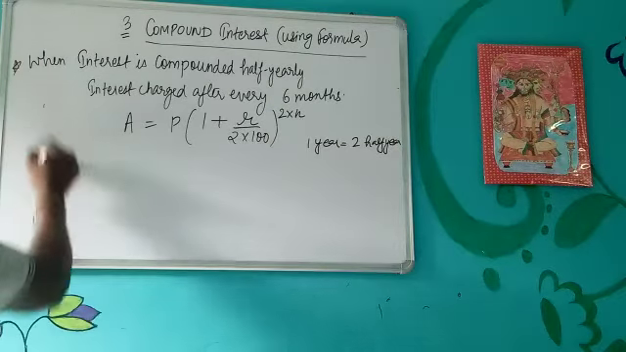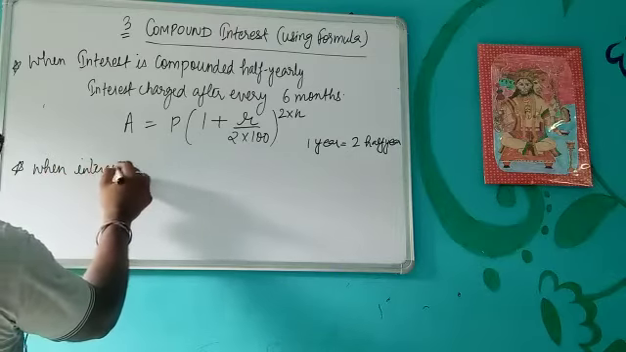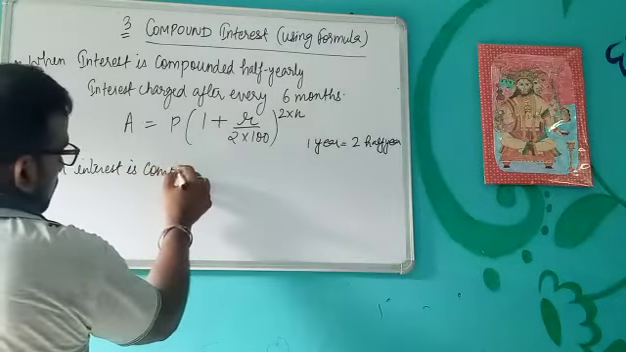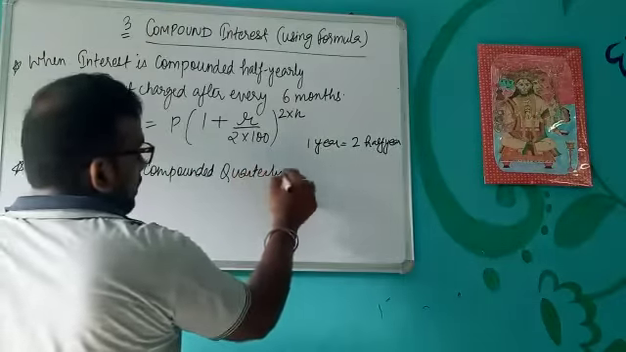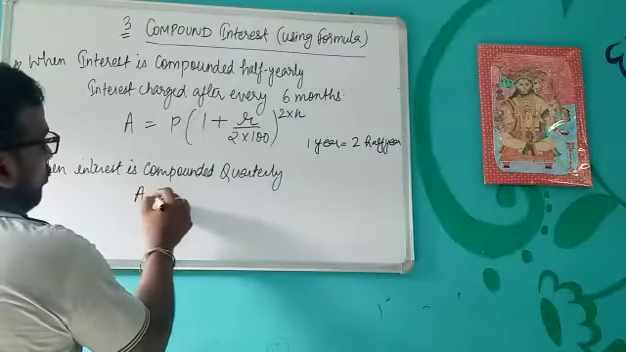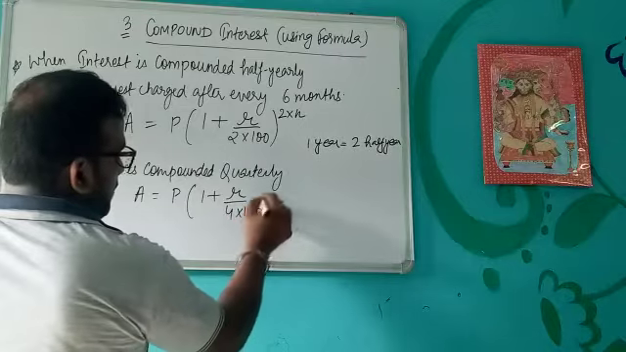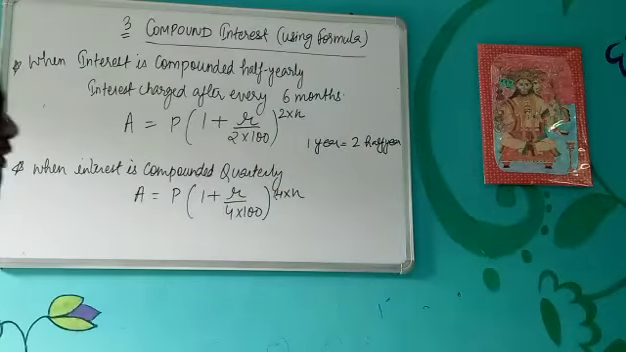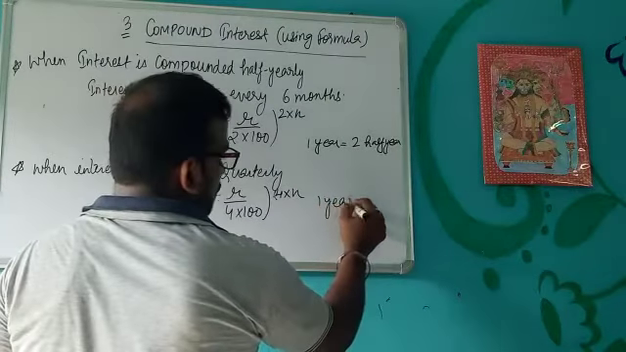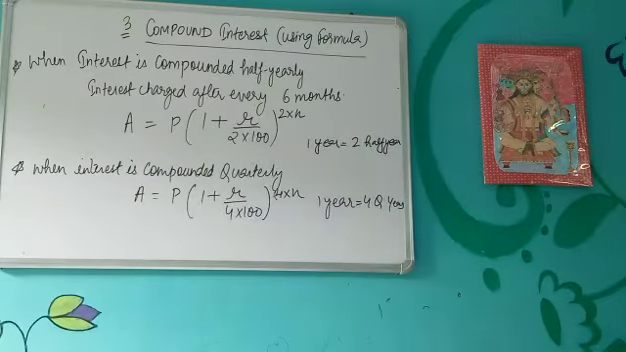And one more thing, next is when interest is compounded quarterly. In that case, quarter means 1/4, so the rate becomes rate divided by 4, and time is multiplied by 4. So what we know, in 1 year is equal to how many quarter years? 4 quarter years. Okay, so these are the two more formulas.